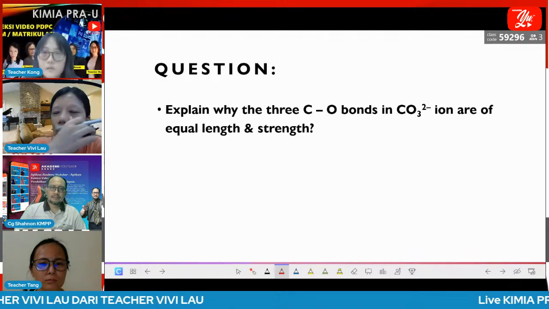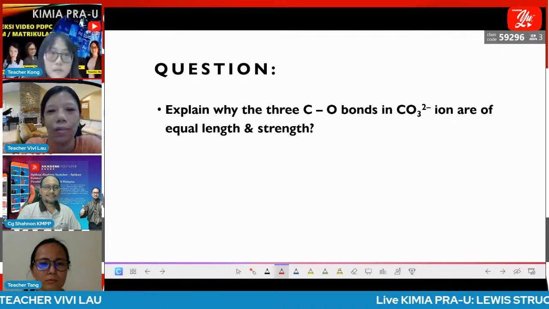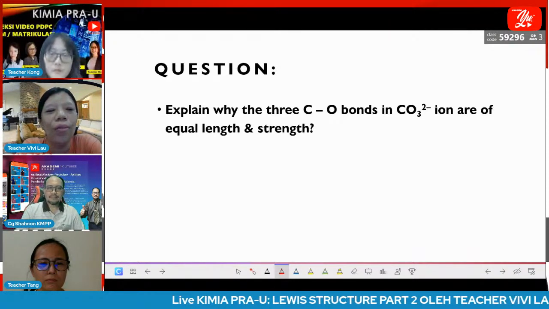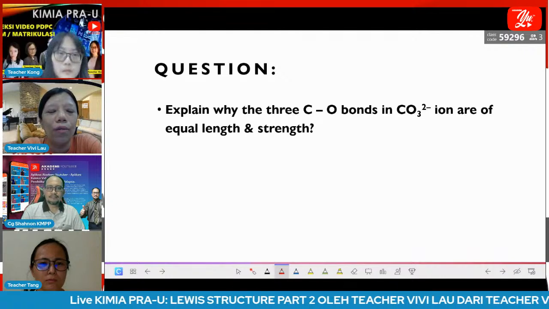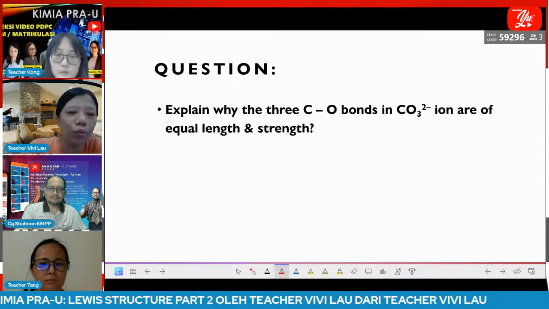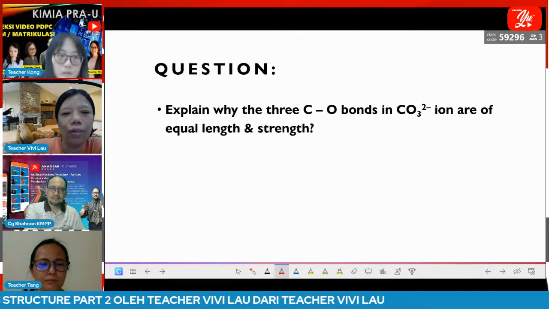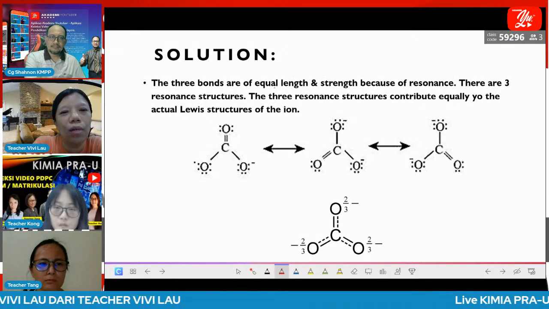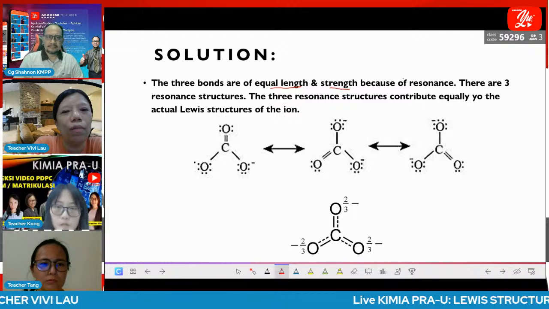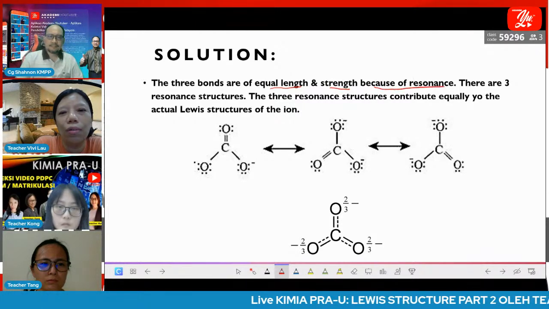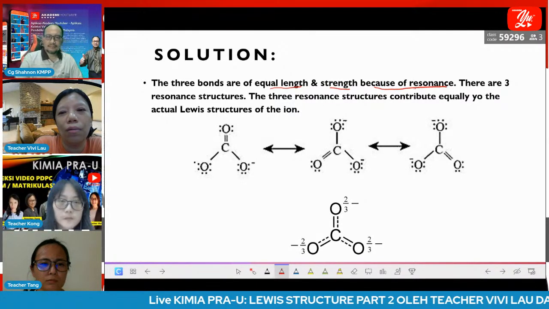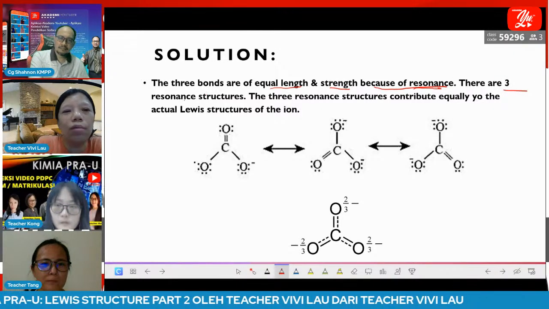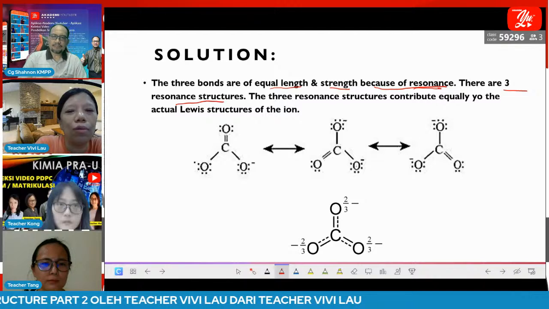Okay, so a normal question will ask, explain why the 3 carbon oxygen bonds in the carbonate ion are of equal length and equal strength. Okay, this is how the question will ask. So you have to answer like this. Because of the resonance. Okay, resonance. And they have 3 resonance structures, so you have to draw out the 3 resonance structures.